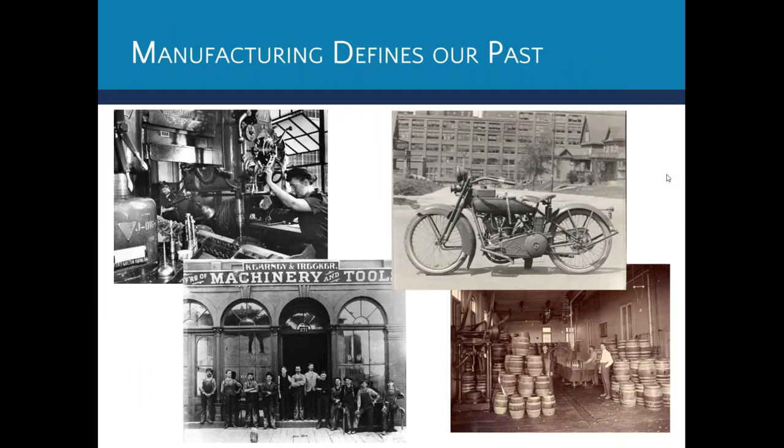Manufacturing really has defined our past here in Milwaukee. We've had so many different types of manufacturing here: tanneries, foundries, many breweries, tool and die makers, and other types of manufacturing that have really contributed to the significant brownfield issues that we continue to see here in Milwaukee today. Next slide.